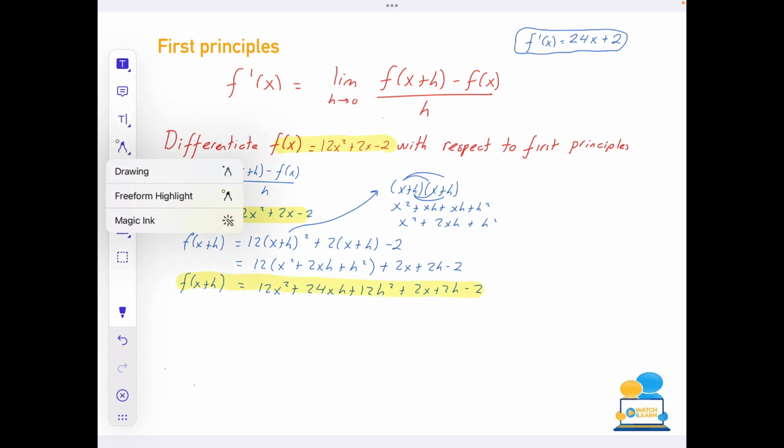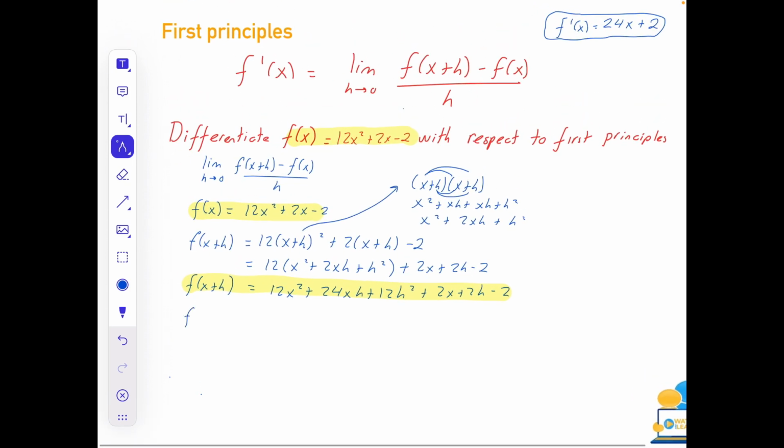Okay, so I'm just going to highlight what we found. So we know what f of x is. We need that for our formula. And we now know what f of x plus h is. So what I'm going to do is put that into my formula and tidy it up a little bit. Okay, so we need to find f of x plus h minus f of x, divided by h. I'm going to come back to that limit in a second.